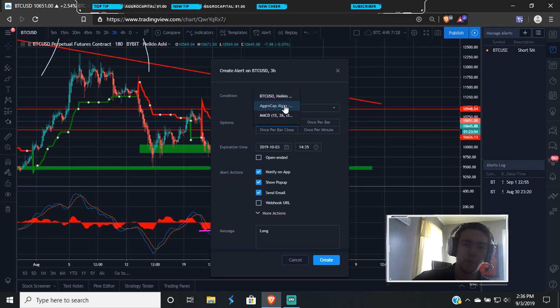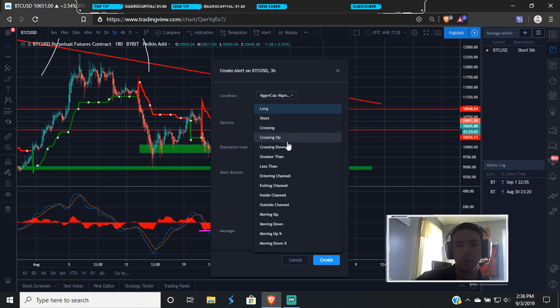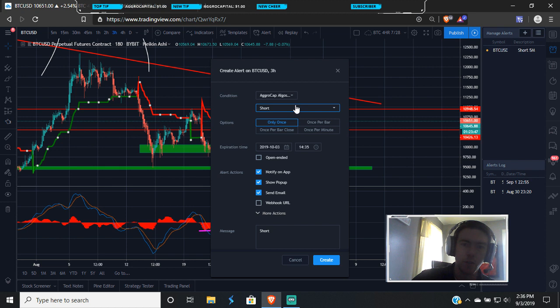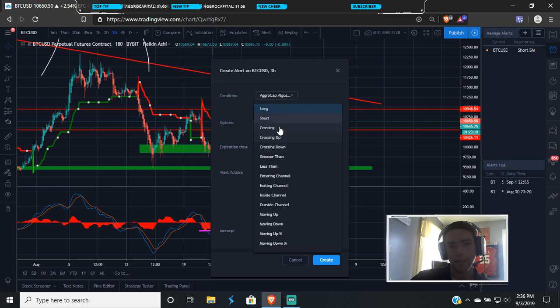To clarify, you want to make sure you're on your AggroCap algo. And you can see you have a list full of options to choose from. But generally what you're going to do is pick the long or short. You can set how you want to be notified. These are pretty self-explanatory with the alerts. You can type your message down here. If you're using the scalper, you could put scalp long if you're on the 5 minute. Or if it's the 3 hour, you could put long position, whatever you want to put. It doesn't really matter. But the key thing here, guys, is you can set alerts.